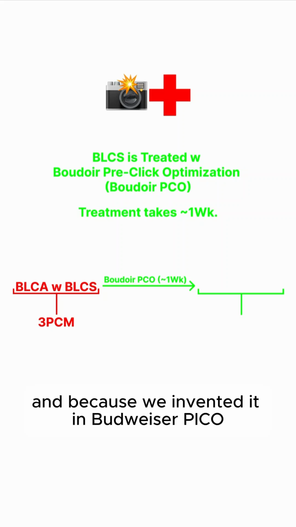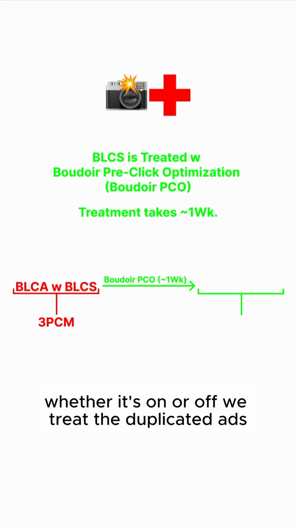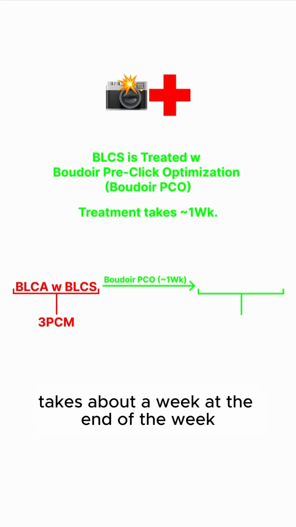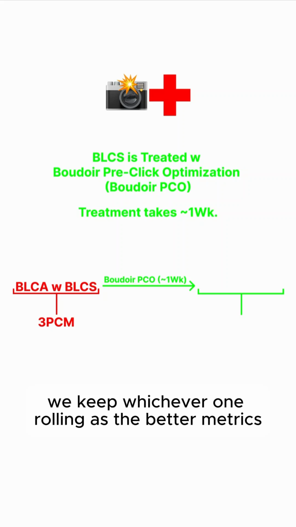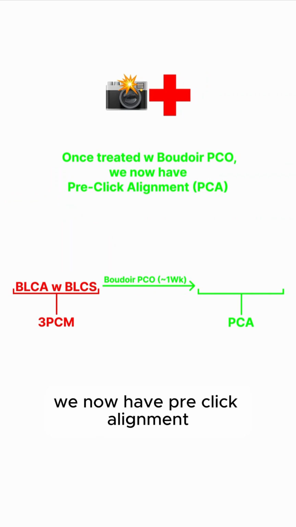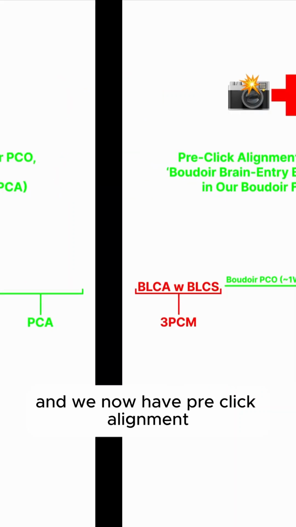In Boudoir Pico, we duplicate the current Boudoir Facebook ad, whether it's on or off. We treat the duplicated ad and leave the original one alone. Takes about a week. At the end of the week, we keep whichever one has the better metrics rolling. Now, once treated with Boudoir Pico, we now have pre-click alignment. So we get rid of the 3 pre-click mistakes, and we now have pre-click alignment.